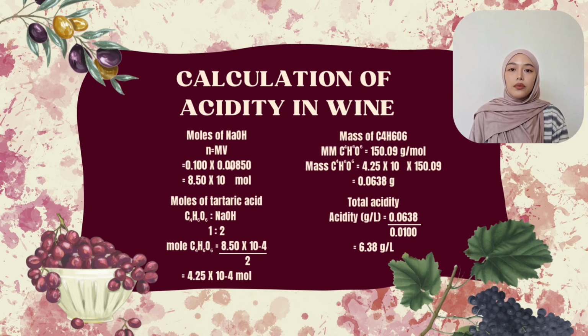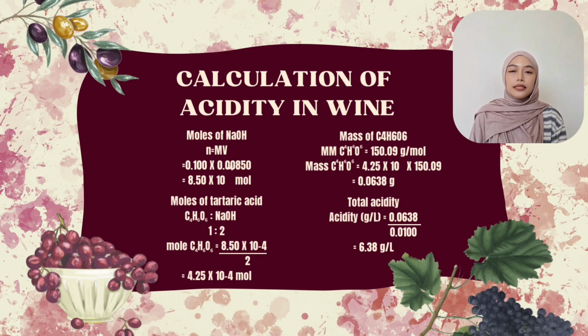Next, the balanced chemical equation shows that tartaric acid reacts with NaOH in a ratio of 1:2. Therefore, the moles of tartaric acid are half the moles of NaOH, which is 4.25 times 10 to the power of negative 4 moles. The mass of tartaric acid is then calculated by multiplying the number of moles by its molar mass, 150.09 grams per mole, giving the mass of 0.0638 grams.